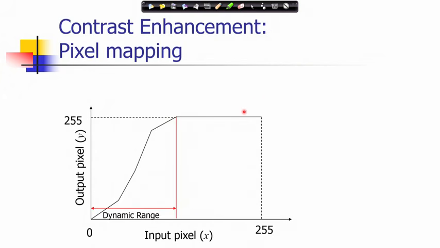This is the method I was referring to. It is a contrast enhancement method, and here the concept of pixel mapping is used. The pixel mapping concept is that you have an input pixel which is mapped to an output pixel in such a way that the dynamic range of the input is expanded. Suppose in this case the dynamic range is from 0 to this value, which could be approximately half of the interval, but in the output we convert that dynamic range to 0 to 255. That makes the pixels sharper, the contrast sharper.